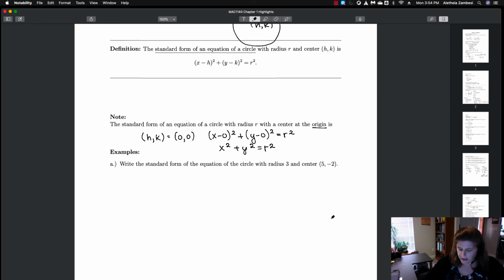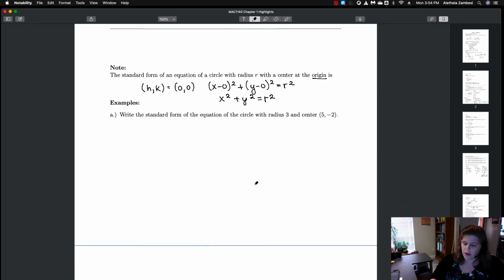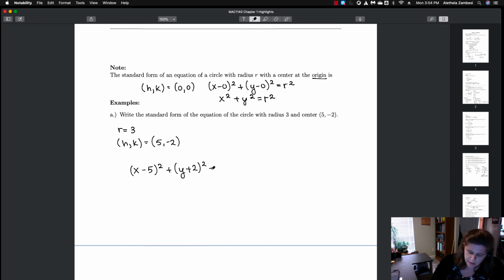Now if I want to find the standard equation of a circle with a radius of 3 and a center at (5, −2), then the information I'm given is r equal to 3 and (h, k) equal to (5, −2). So I can plug that into our equation. (x − 5)² plus (y − (−2))², it's negative, so it's really (y + 2)², is equal to r². 3 squared gives me 9. So that would be the equation of that described circle.